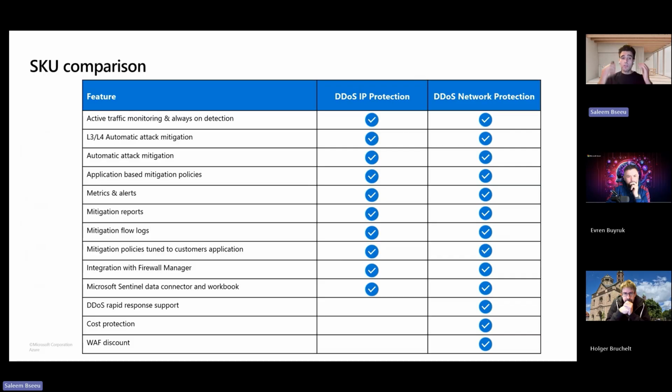And here's the main comparison between these two. As I mentioned, when it comes to the capabilities, the protection features are more or less the same. You have full global network protection. You have inbound and outbound DDoS protection, mitigation reports, alerts, and all of that. The main difference is rapid response support, cost protection, and WAF discount, which I will speak about a bit more later, so you understand the main difference between them.